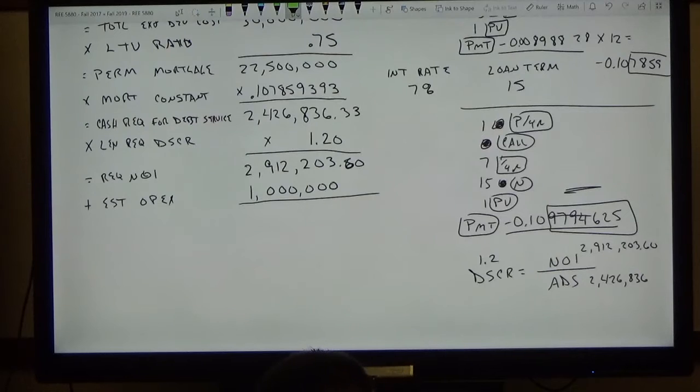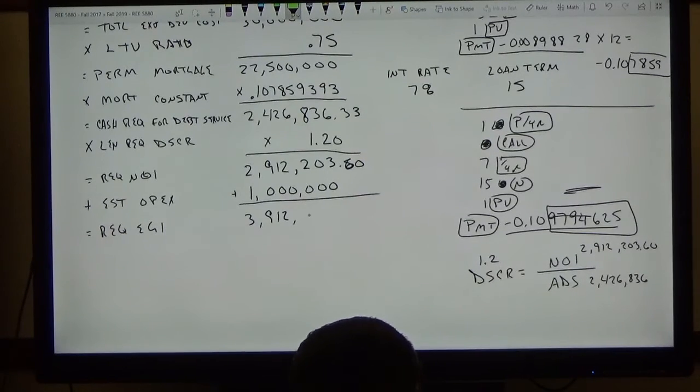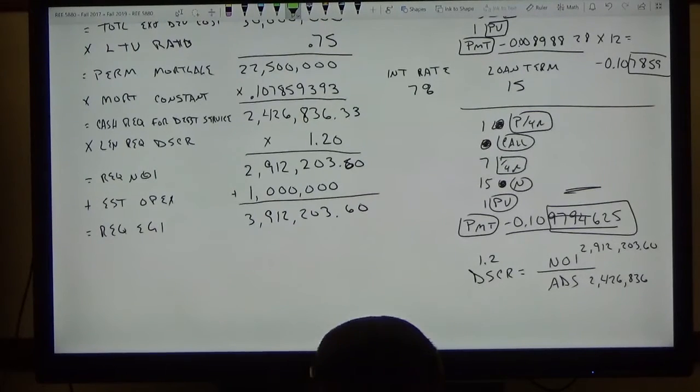All right, so we add that to our required net operating income, and then that in essence is going to give us our effective gross income of $3,912,203.60. Pretty much the only reason I chose $1 million is I knew it would add up easy. Okay, so we've got that.